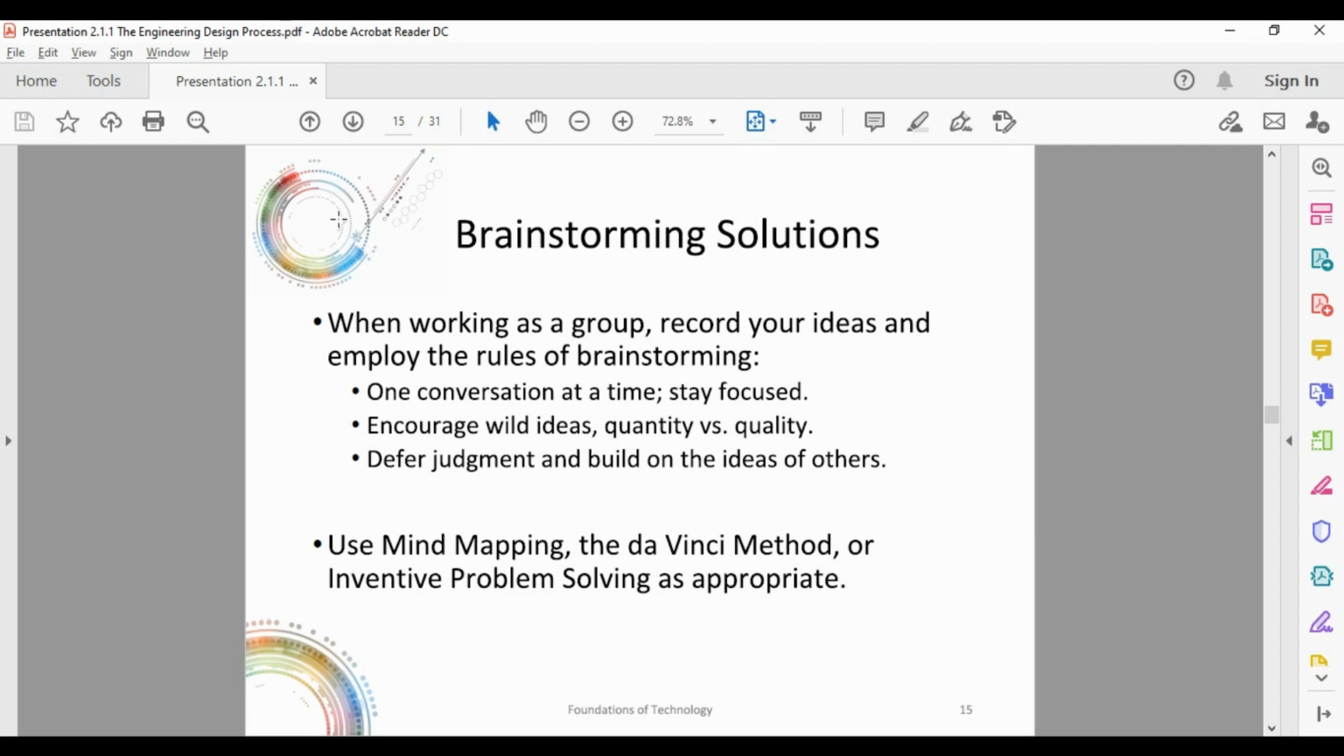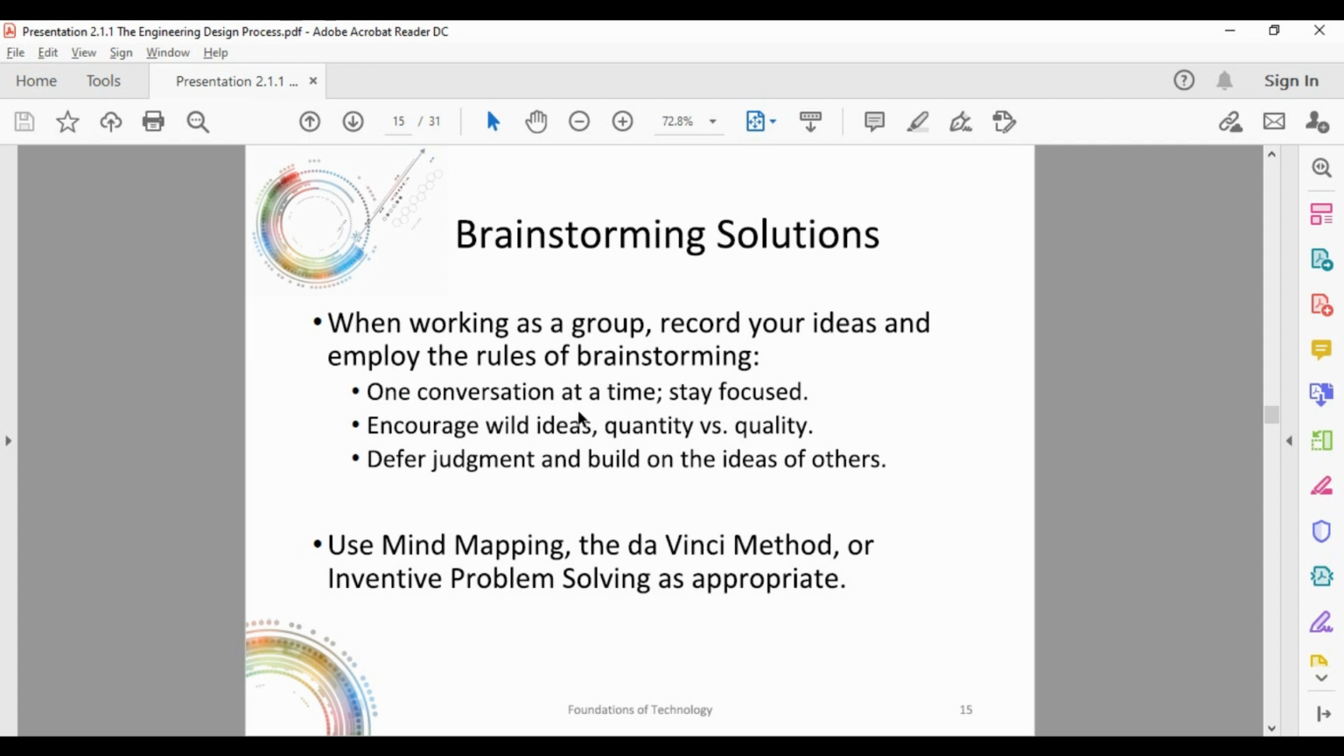When you're brainstorming your solutions, when working as a group, record your ideas and employ the rules of brainstorming. One conversation at a time, stay focused. We have a tendency to get off topic. There's nothing wrong with getting off topic. But as an engineer, you're going to be working under time constraints. And so the more off topic you get, the less time you're going to have to actually do your work.